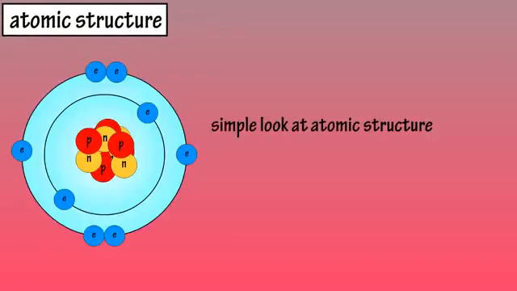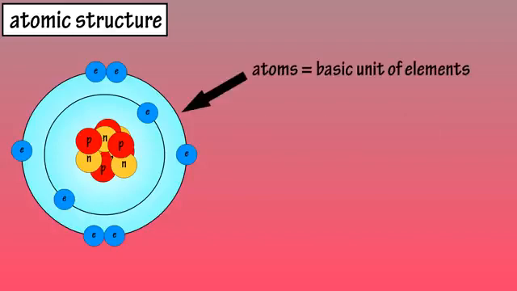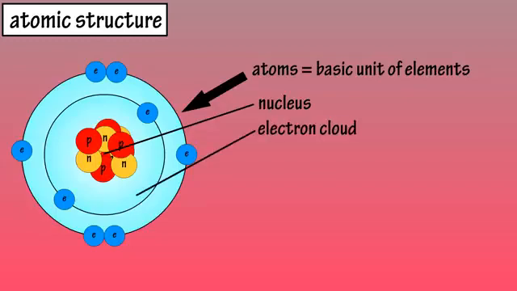Atomic structure. In this video, we're going to go over atomic structure in a very simplistic and basic way. Atoms are the basic unit of chemical elements. They contain subatomic particles in their nucleus and in the electron cloud that surrounds the nucleus.